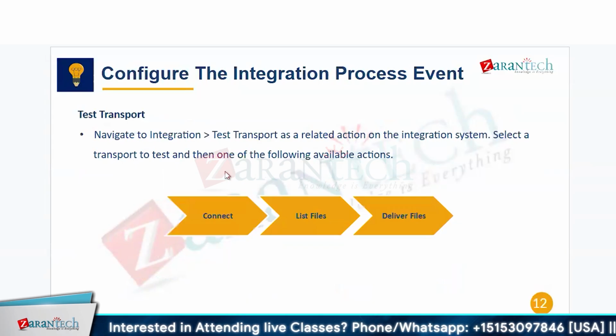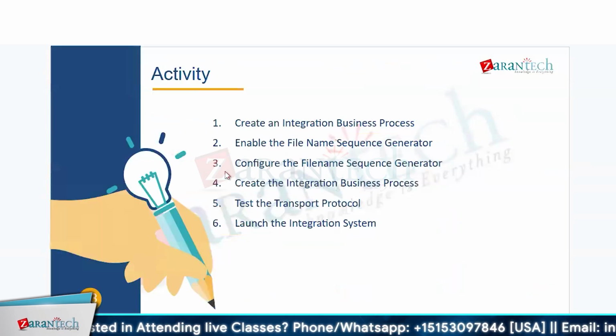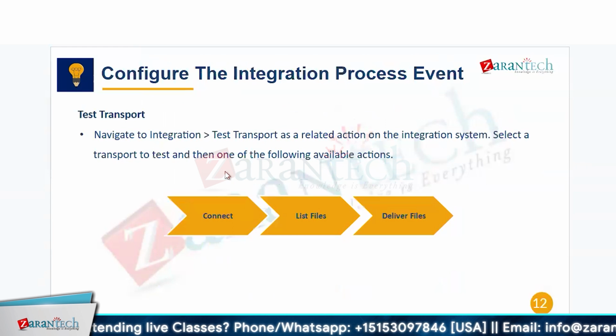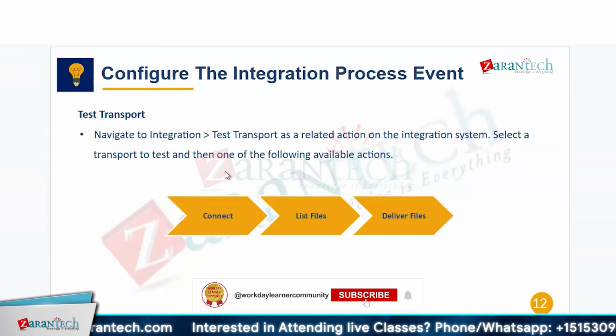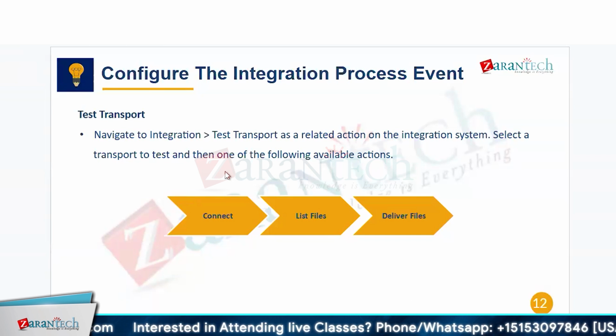On the test transport, you have three options available: connect, list files, and deliver files. Connect is simply to check the connection between the Workday setup you have done and the targeted SFTP. List files is for when the integration says delivered, but you just want to make sure it has not errored out somewhere, or whether it is really delivered or not. After the event has been completed and the integration says the file has been delivered, you can go to the SFTP configuration and the transport and select list files.